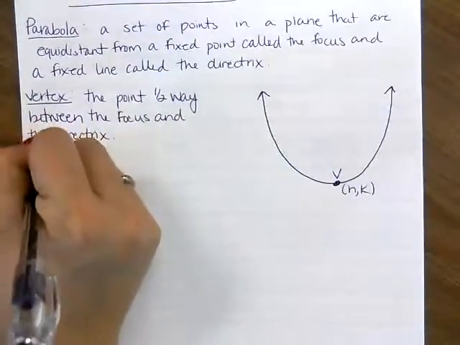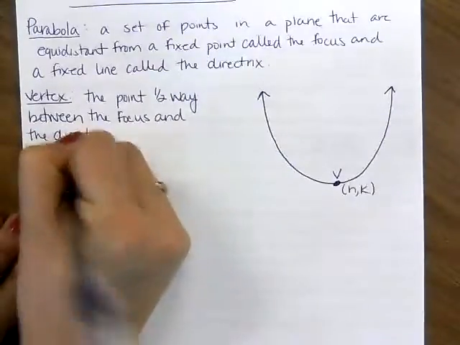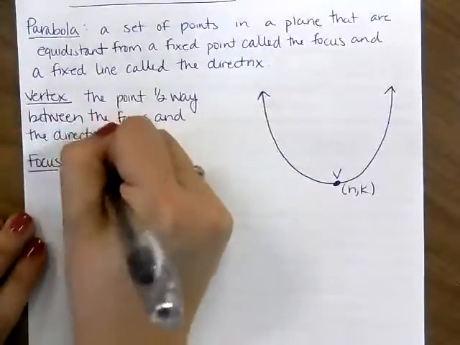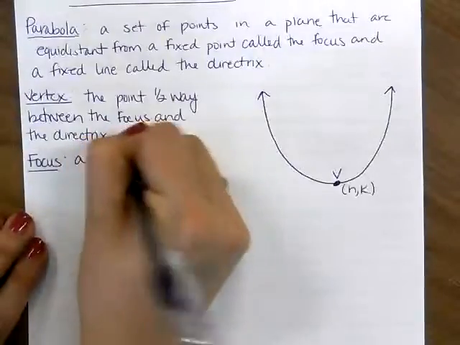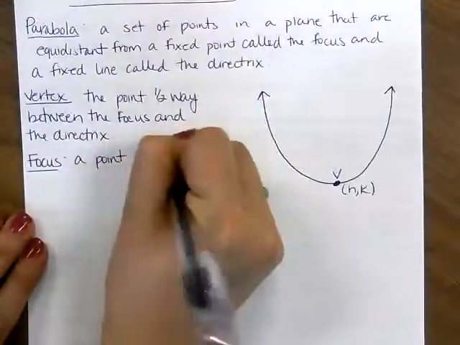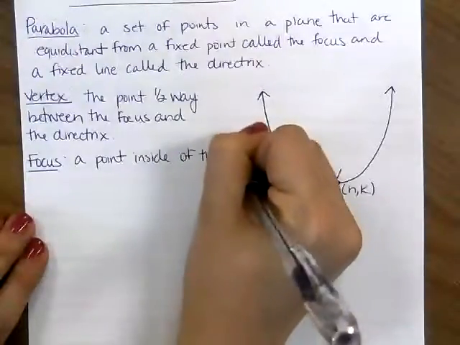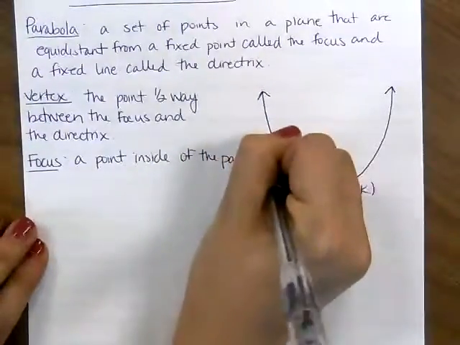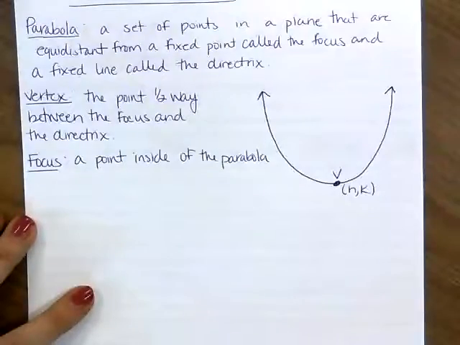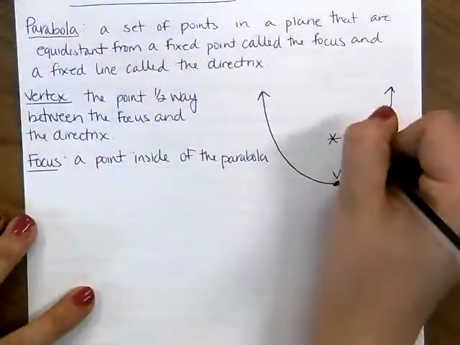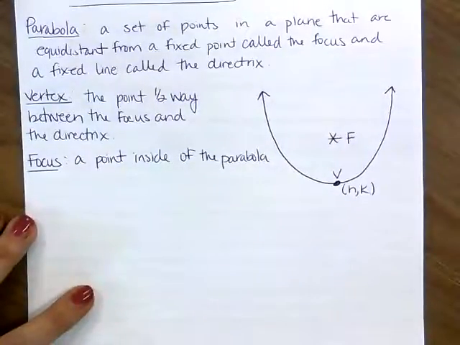All right, let's define the focus. So the focus is a point inside of the parabola. Okay, so when we label the focus, we're going to label it with an asterisk. And we'll also label it F. Okay?